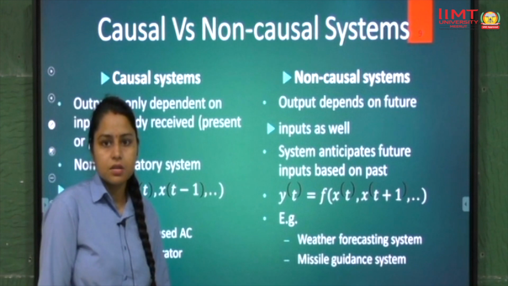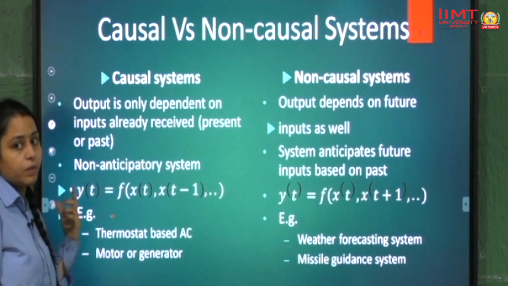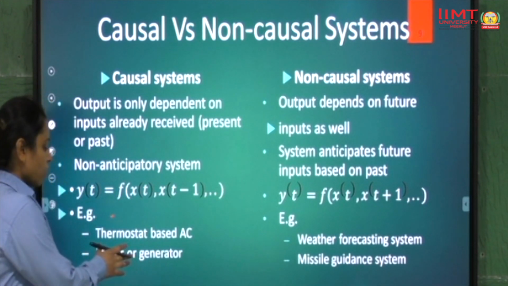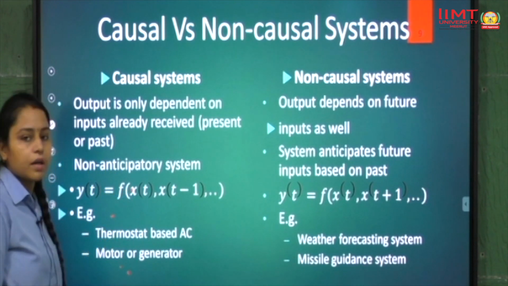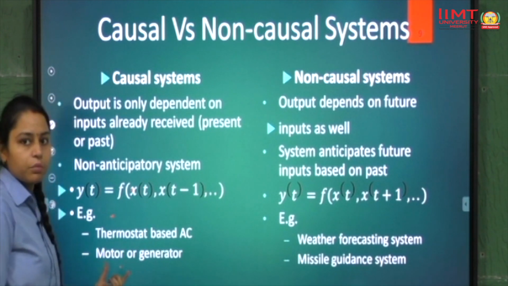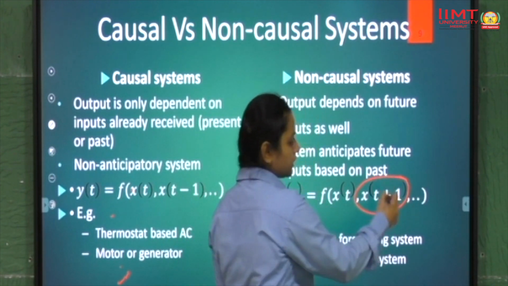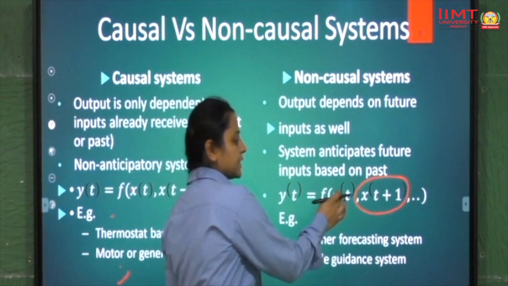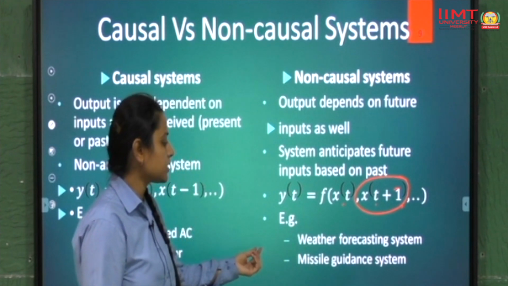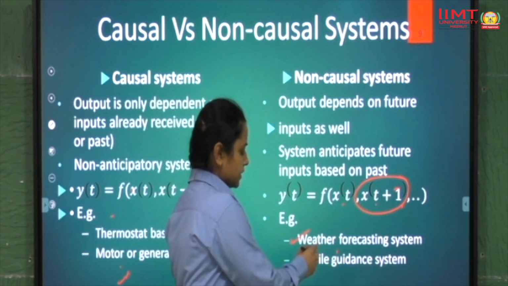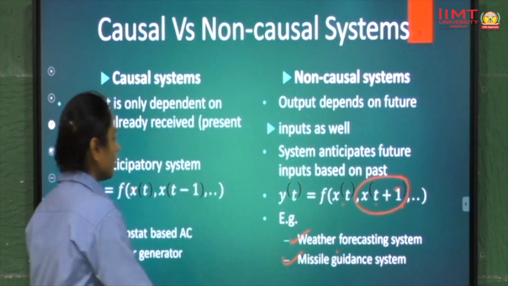Next are the causal and non-causal systems. Causal systems are those which depend on the present and past value but do not depend upon the future value. Examples of causal systems are thermostat based AC or motor generator. They do not depend upon future values. Non-causal systems are those which depend upon the future value. T plus 1 shows that it depends upon the present time and also future time. So the examples of non-causal systems are weather forecasting system and missile guidance system. Missile guidance system depends upon the future output, so this is a non-causal system.